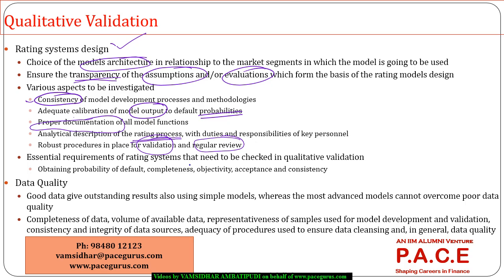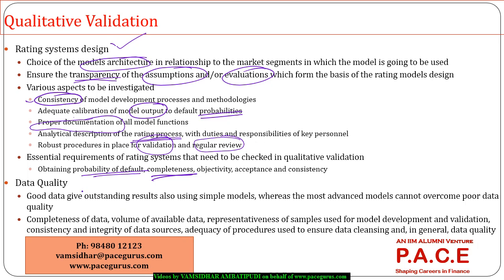So essential requirements of the rating system need to be checked. I need to look at the probability of default, what all needs to be collected to ensure a good probability of default. The completeness of the model should be there, objectivity, consistency. These are some of the various things that would be validated as a part of the rating system design and in the qualitative validation process.